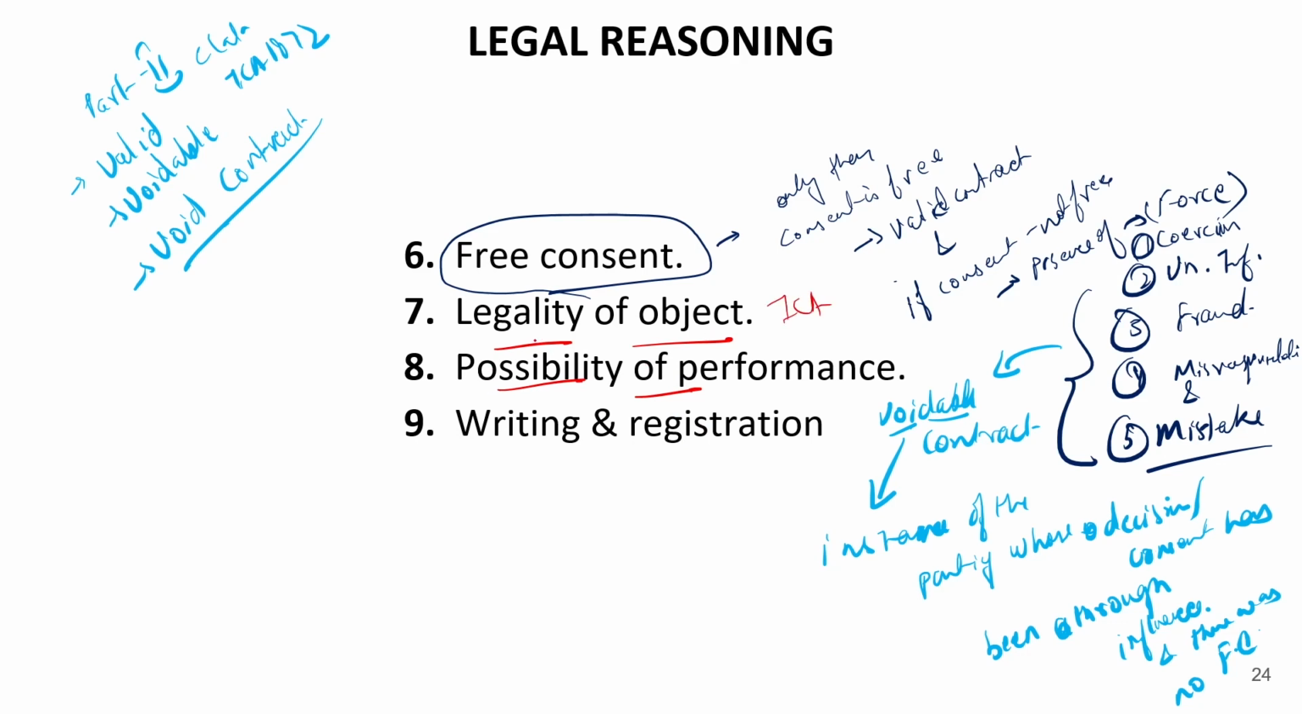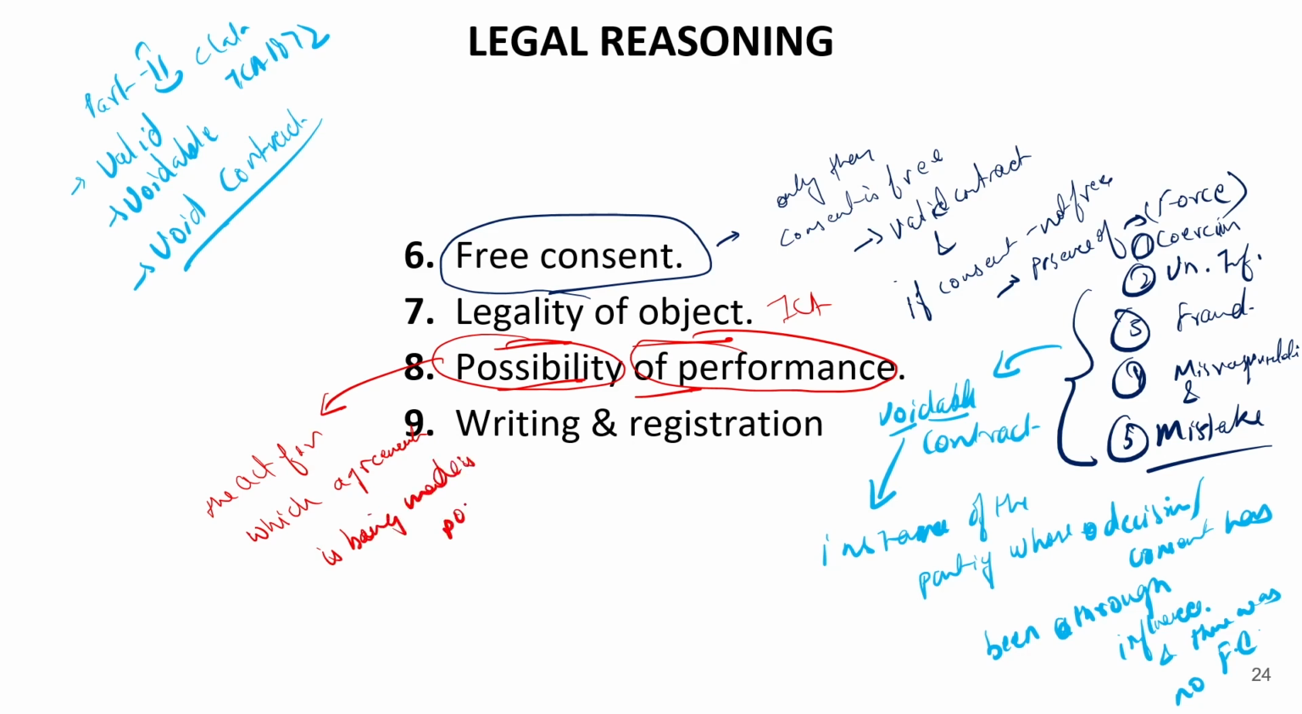And one more important thing, possibility of performance, is something that we just have to go through. When you talk about possibility of performance, it means that the act for which the agreement is being made is possible. Now, for example, there is A and there is B. A wants to sell his car to B and B wants to purchase it. So they enter into an agreement.